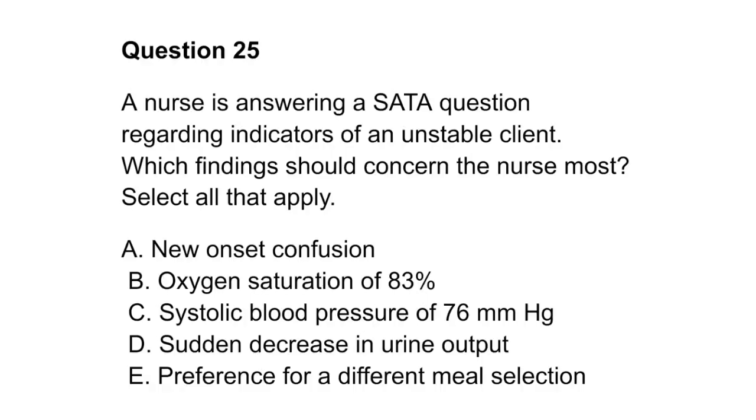Select all that apply. A. New onset confusion. B. Oxygen saturation of 83%. C. Systolic blood pressure of 76 millimeters of mercury. D. Sudden decrease in urine output. E. Preference for a different meal selection.